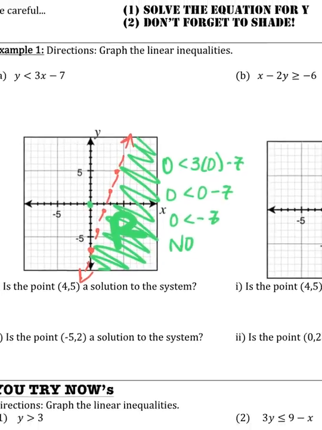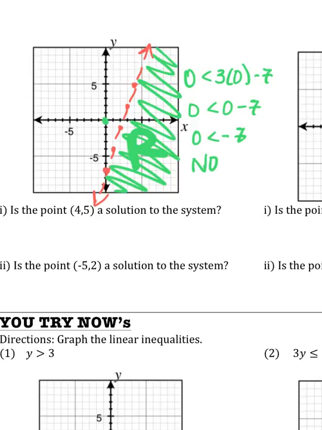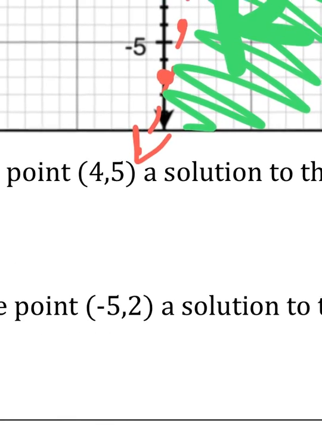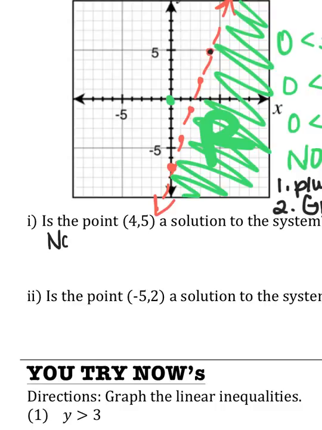Now my next couple questions, it says, is the point 4, 5 a solution to the system? So you have two options. You can either plug in the point or check your graph. So if I plot point 4, 5, I'm going 1, 2, 3, 4, 1, 2, 3, 4, 5. Now that is on my line. Because that's a dashed line, I'm not including any points on my line. So this would not be a solution. I'll say no.